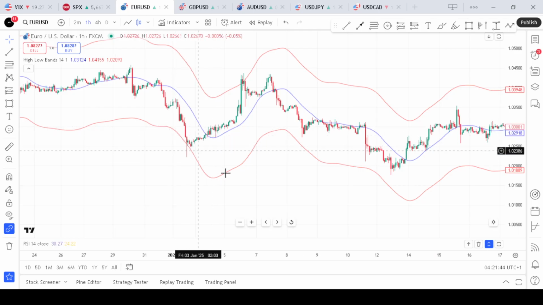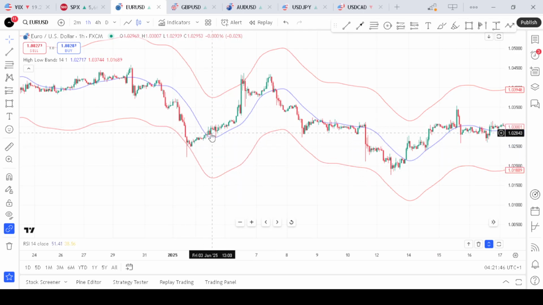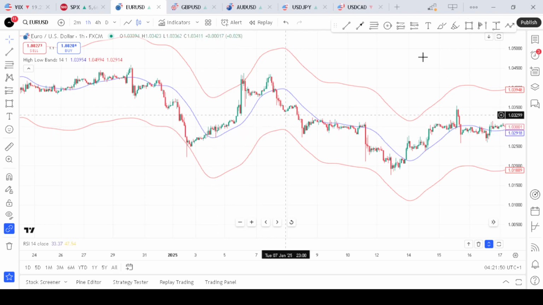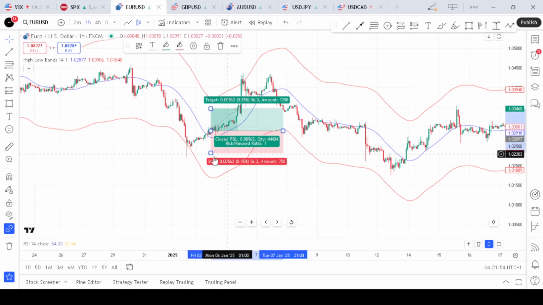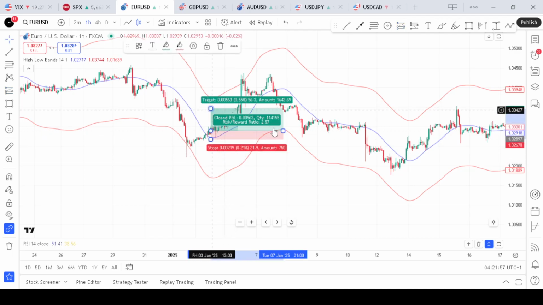So when you notice the slope is to the upside, you wait for price to bounce off the middle line. When price bounces off the middle line, after you have confirmed the slope, this is when you would want to enter your trade in that direction.